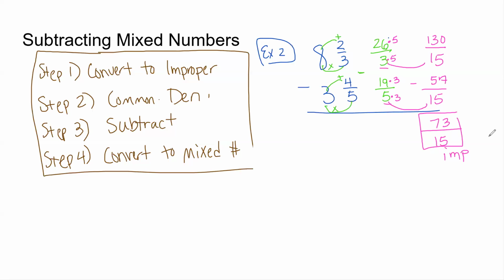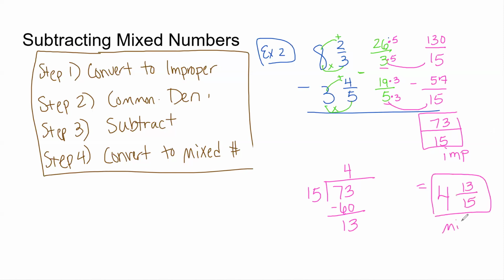But since this was given as a mixed number, let's put it back to a mixed number. 73 divided by 15 goes in 4 times, which is 60. There we go. So this would be a whole number 4 and 13/15. There's your mixed answer.